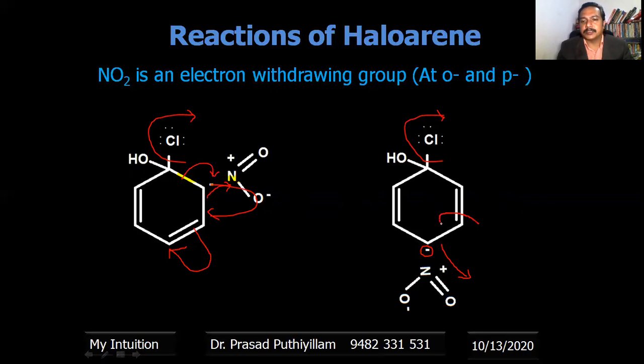Whereas at the meta position, there is no possibility of getting electron density. Therefore, even if an NO2 group is there, it has no effect on the resonance stabilization. Therefore, the effect is more at the ortho and para positions, not at the meta position.